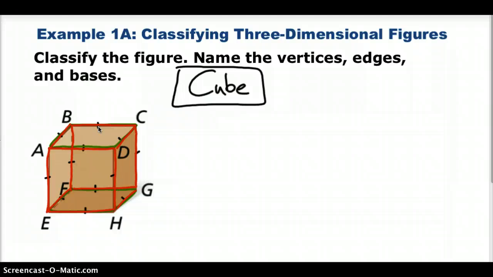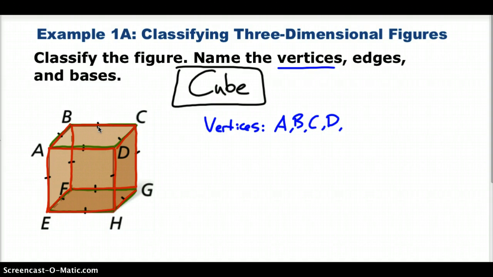Now let's look at the vertices here, all the different vertices. Remember, the vertices are where these three different faces meet to form a corner. It's just the corners of your figure. So our vertices would be A, B, C, D, and then E, F, G, and H.